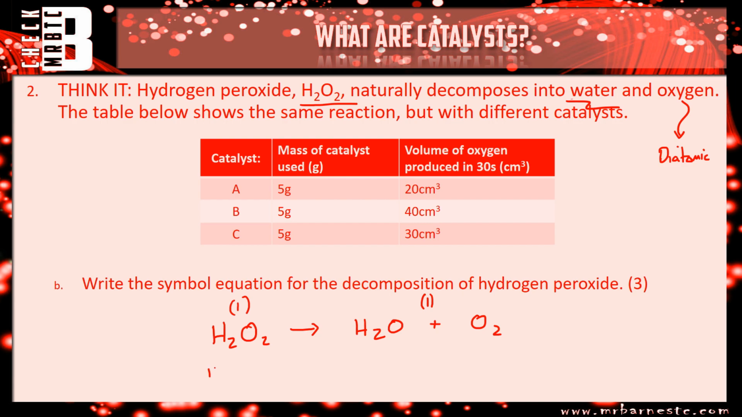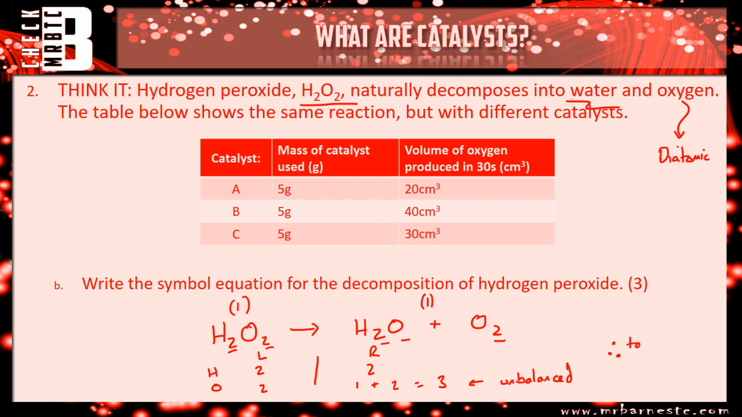Now the next thing you've got to do is balance it. So what you need to do here is count what you've got on either side. If we start off with hydrogen, I've got 2, and then oxygen, I've got 2 on the left. If we move over to the right, hydrogen, again, I've got 2. Oxygen, however, I've got 1 in my H2O, and I've got 2 from my O2, which means I've got 3 in total, which is unbalanced, my oxygen.